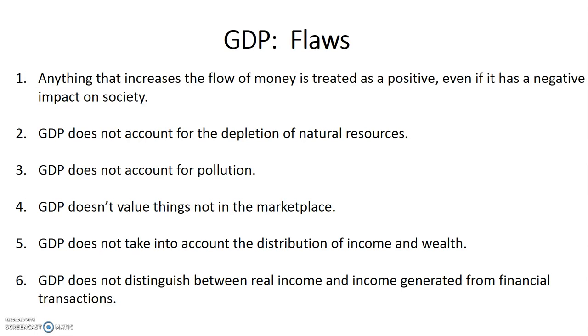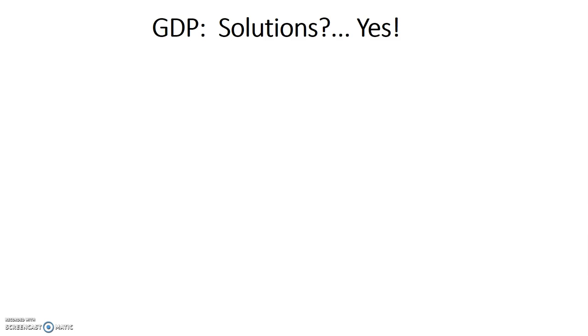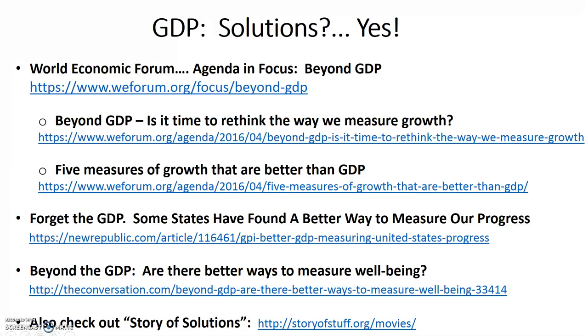GDP is used around the world, and economists around the world know that it is not a great measure of the country's actual progress or economic health, but it continues to be used. Are there solutions? Are there better ways to measure an economy's health or an economy's progress than GDP? Yes. Yes, in fact, there are robust discussions around the world on what alternatives we could use to measuring a country's economy.